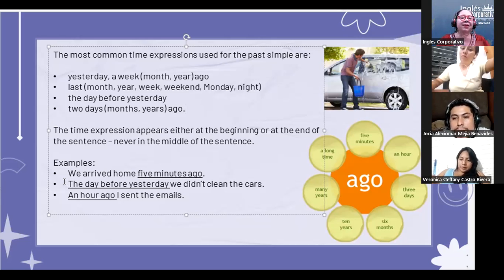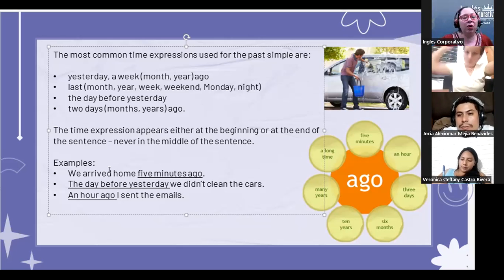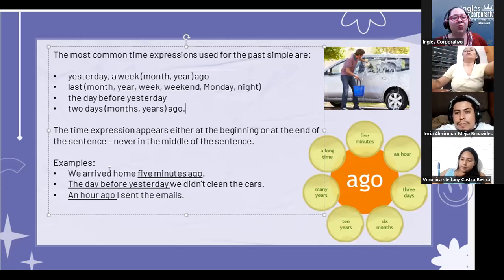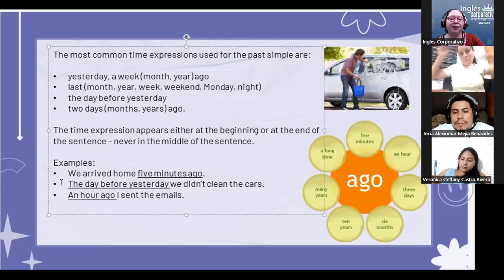Vamos a ver entonces, ¿qué estamos usando? Verbos en pasado, es una oración afirmativa y arrived, vemos que es un verbo regular, termina en ed y termina en una voiced letter, ¿ok? Porque decimos arrived, vibra, ¿verdad? Entonces, arrived, arrived, ¿ok? Una pronunciación como la letra. Arrived home 5 minutes ago. Arrived. Veamos la siguiente. Who wants to read the next one?